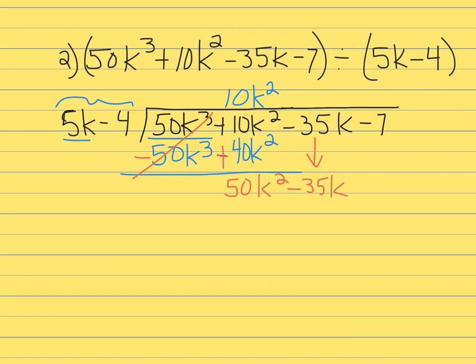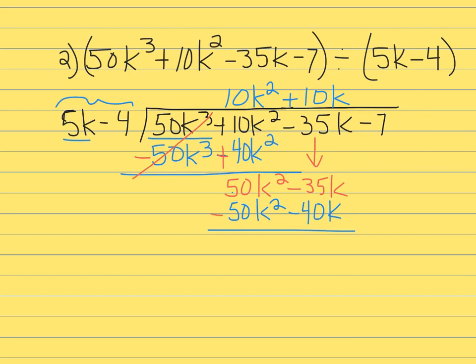So that I can now see what 5k times what goes into 50k squared. So 5k, or 5 times what gives me 50, that's a 10. And k times k gives me k squared. So again, I'm ready to multiply the 10k times my divisor. So 10 times 5 is 50. K times k is k squared. And then negative 4 times the 10k is a negative 40k.